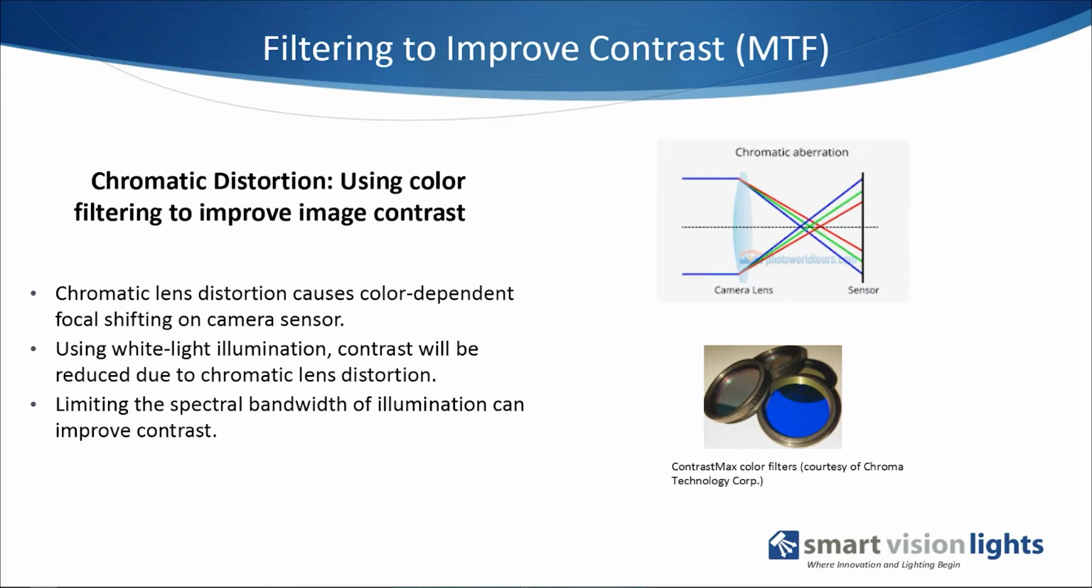Next, we want to talk about filtering to improve contrast, which means MTF. MTF is modulation transfer function, and that's an expression of what percentage of light is transferred on your edges. So chromatic distortion is an effect that happens in cameras and lens systems, where the camera lens is bringing the light from the scene, you see in the top right diagram there, and it's focusing the light down on the sensor plane. But what happens is light bends at varying wavelengths.